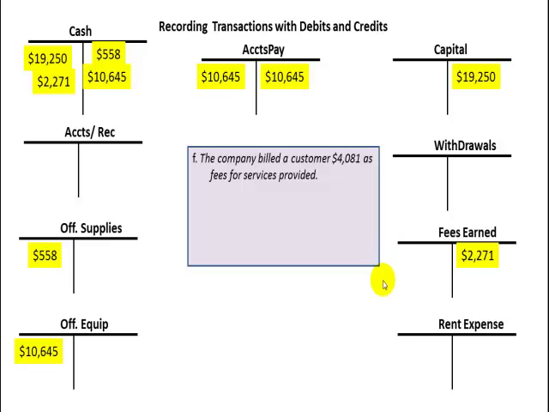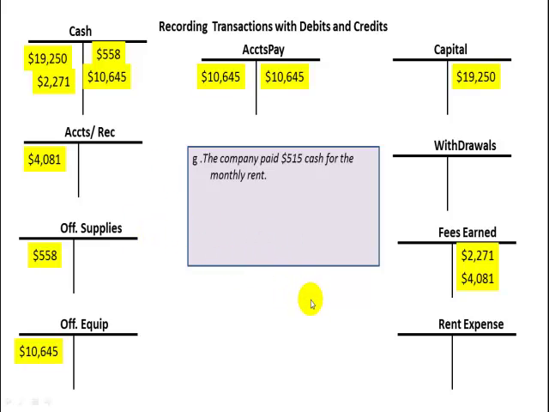So our entry will be a debit to accounts receivable for $4,081, and that debit to accounts receivable increases accounts receivable, and we will credit fees earned for $4,081, and that increases the revenue account called fees earned. And here is the journal entry. We have a debit to accounts receivable and a credit to fees earned, and we're ready to go on now to G.